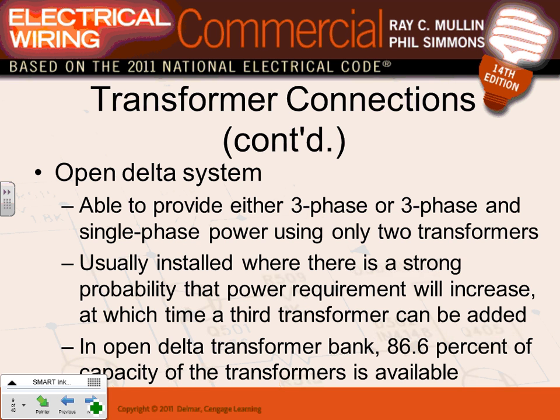So a three-phase system, and single phase power, use only two transformers to provide three-phase or three-phase and single phase power for the open delta with its center tap. When would you use it? Usually used where there's a strong probability that there will be an increase in the load. And you guys remember how we derate an open delta?